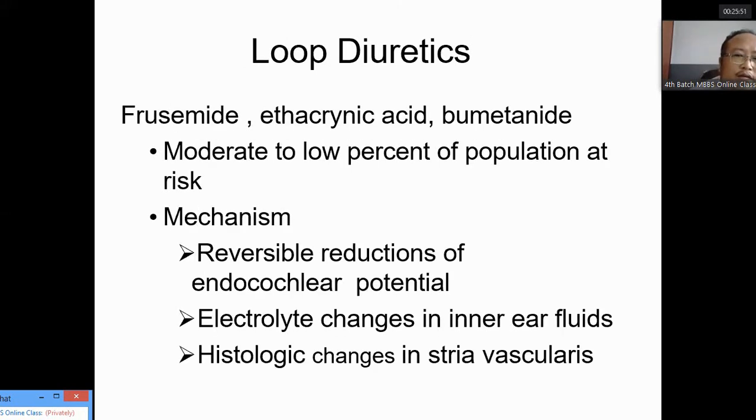Diuretics, furosemide, is usually used in dental lab. The trade name is Lasix, commonly mentioned, furosemide. This will cause a reversible reduction of the endocochlear potentials. There is an electrical change in the inner fluid, and there are some changes in the stria vascularis. So that might lead to hearing loss.